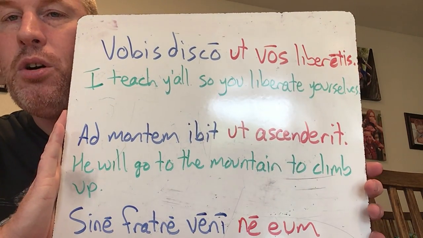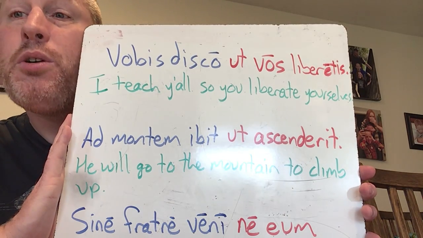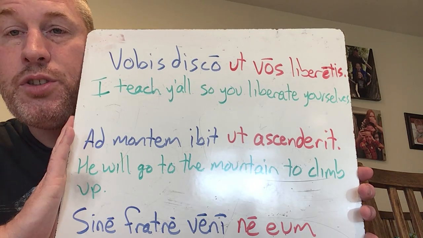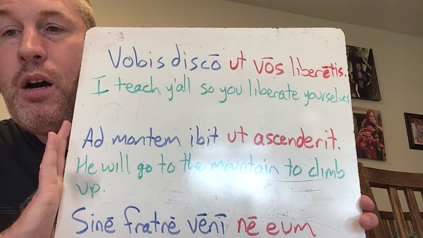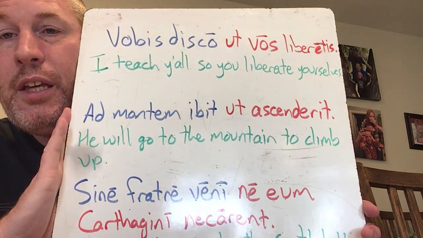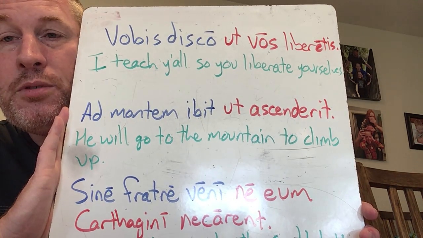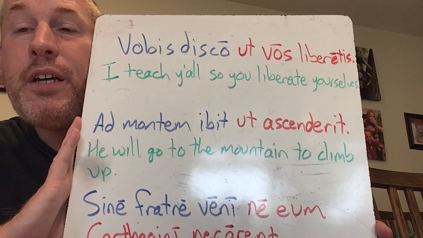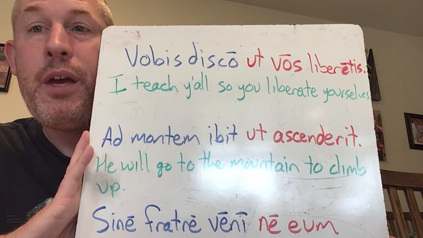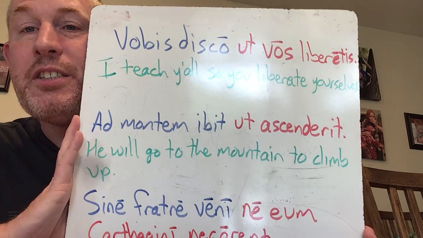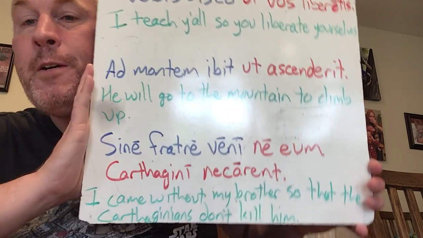So, vobis disco ut vos liberetis, right? I teach y'all, disco can take a dative, by the way. I teach y'all so that you liberate yourselves, or so you liberate yourselves, okay? Or, ad montem ibit ut ascendat, right? He will go to the mountain to climb up. Okay? And notice those, I put them both in the primary sequence because it still works with sequence. Okay? So both of these are as you would expect. It's expected that you'll liberate yourself when I teach you. It's expected that someone will climb a mountain if they go to it.